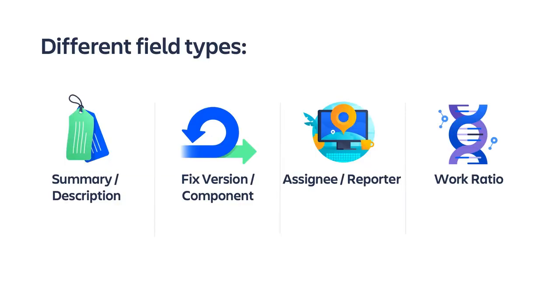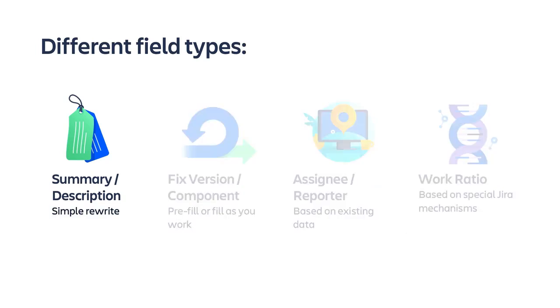Next, we'll consider the different field types, how they hold data, and how they display data. Each field can be a different field type, which is filled in a different way. Some fields are simple text fields, like summary or description, holding text strings where users simply rewrite the content in an issue using freeform text. Other fields have multiple select lists, such as fixed versions or components.